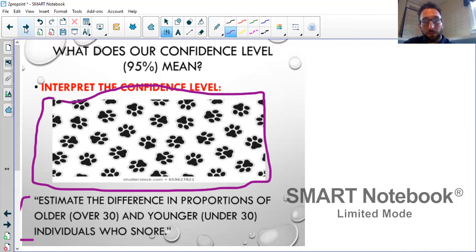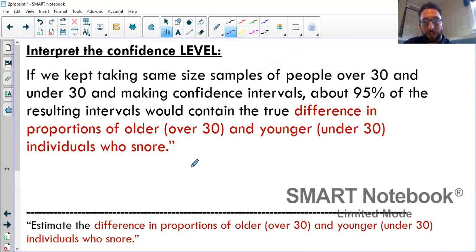Boom. There it is. That's the meaning of our confidence level. That's one way to write it; it doesn't have to be in those exact words, but it's the idea that if we keep taking samples over and over again, and we know the sample sizes have to be the same, but that messes with the width, if we keep taking same size samples over and over again, getting people who snore, keep making intervals, about 95% of those intervals are going to contain whatever the true difference in proportions of older and younger individuals who snore is.